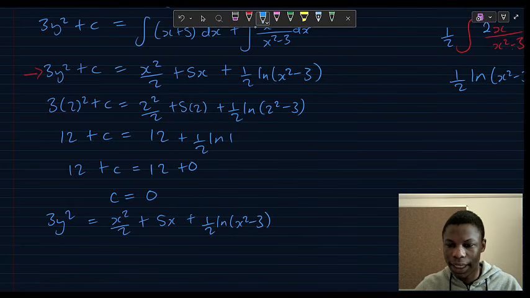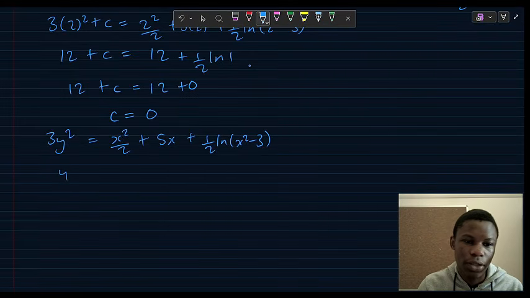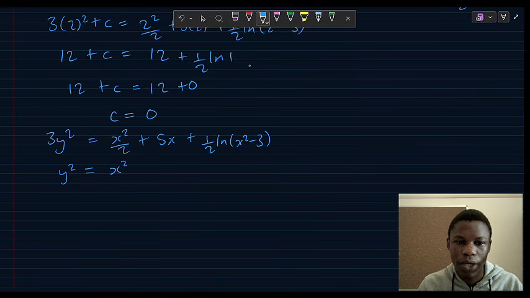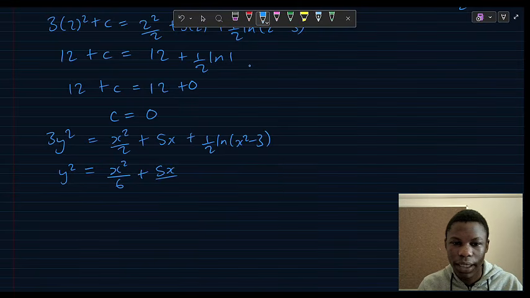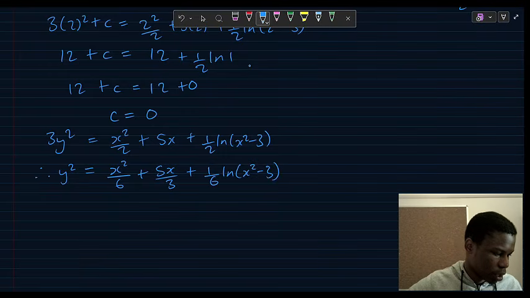And if you read the question again, it says solve the DE to obtain an expression for y squared in terms of x. So that means you have to make y squared subject of the formula. And to do that, we just need to multiply through by 1/3 or divide through by 3. So y squared becomes x squared over 2 divided by 3, which is x squared over 6. Then divide 5x by 3. Then divide a half by 3, you get a sixth ln x squared minus 3. And that is the solution to our differential equation. Number 11.